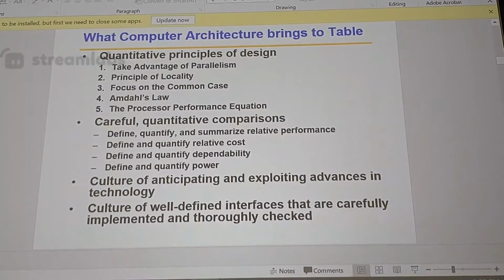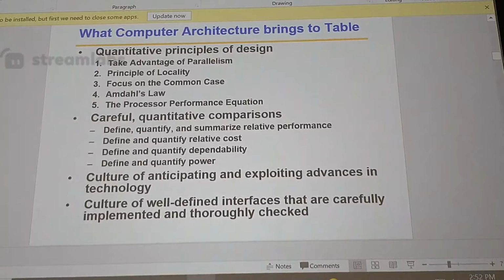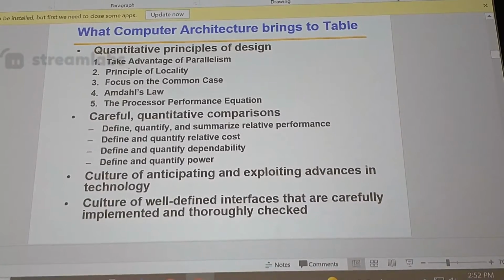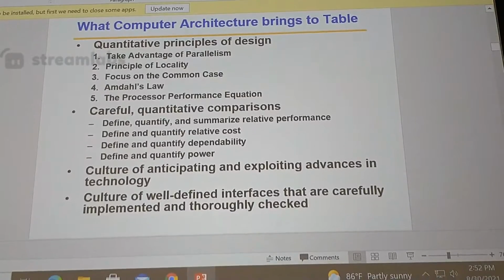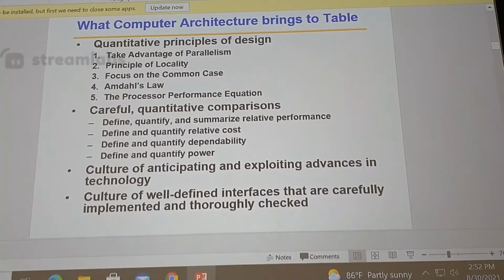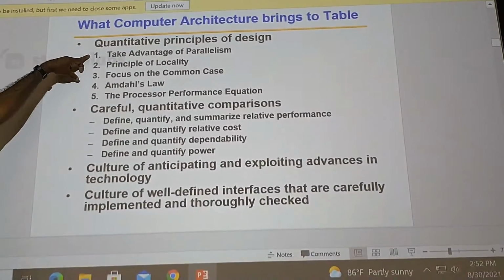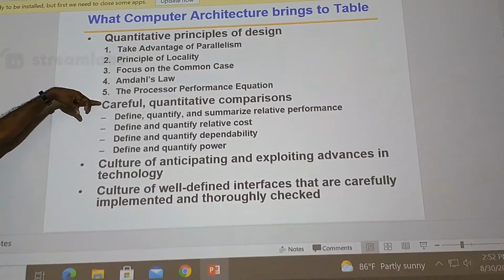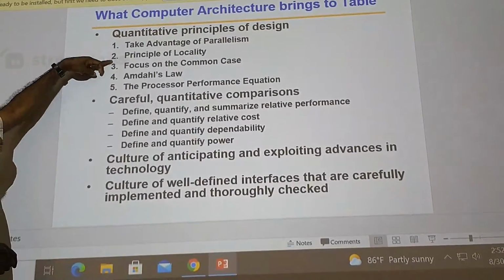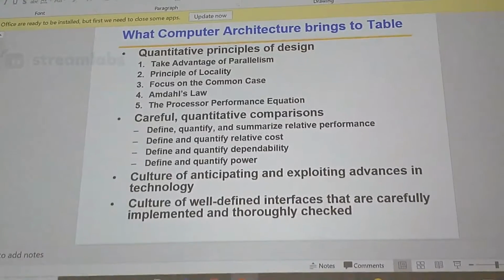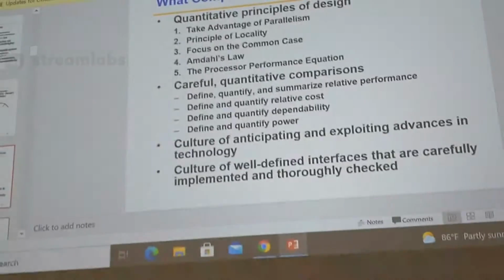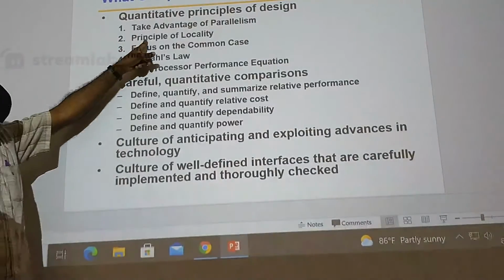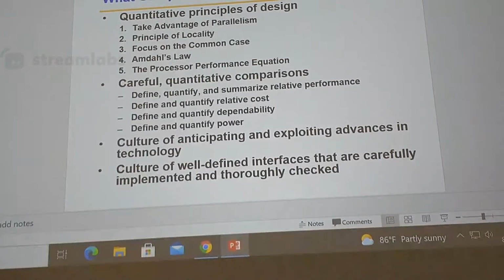Okay. As I mentioned earlier today, we are more interested in quantitative principles or quantitative analysis, and there are 5 kinds of quantitative principles that we look at. One is take advantage of parallelism. We actually have been talking about that. Then the second is principle of locality.